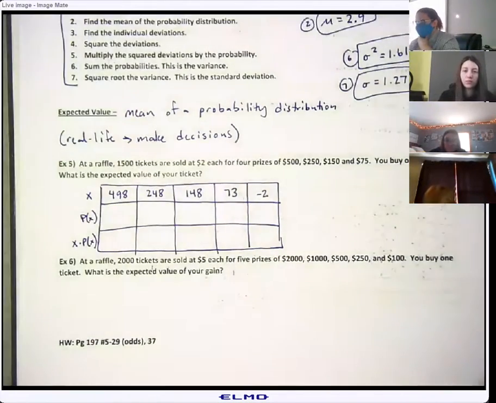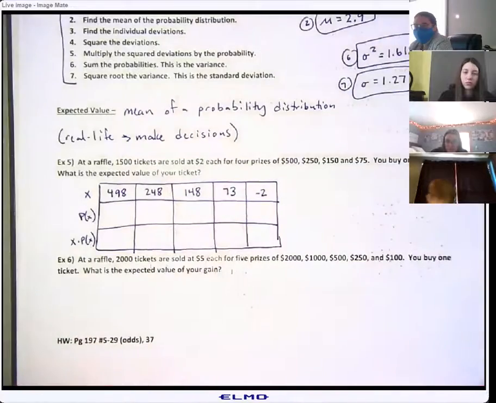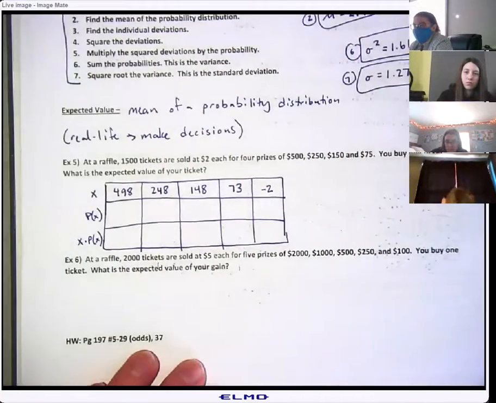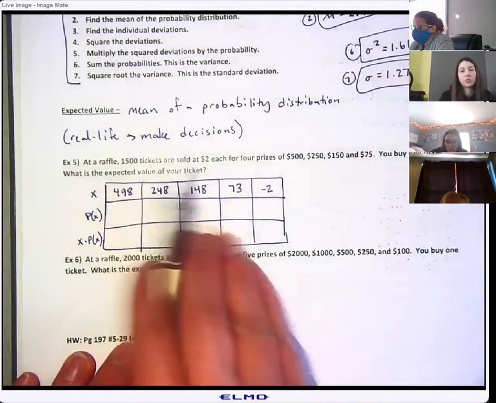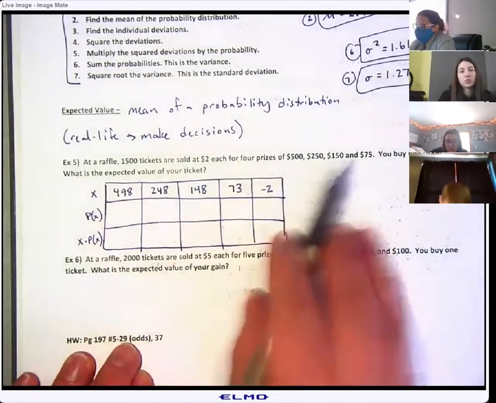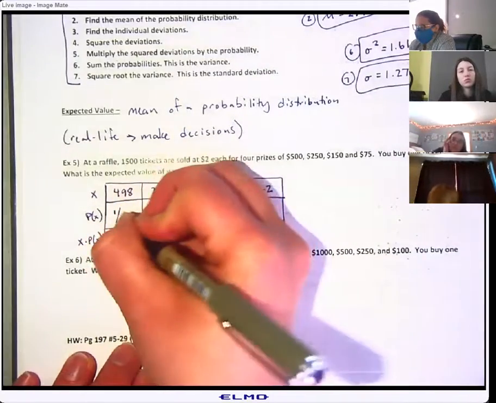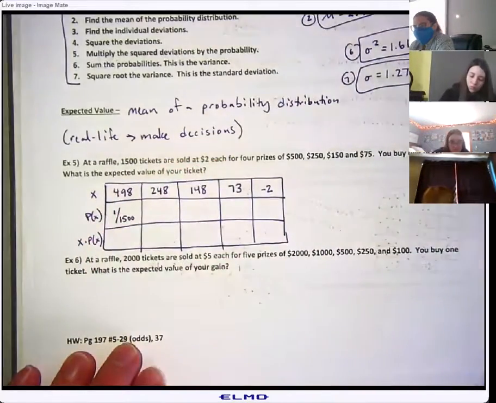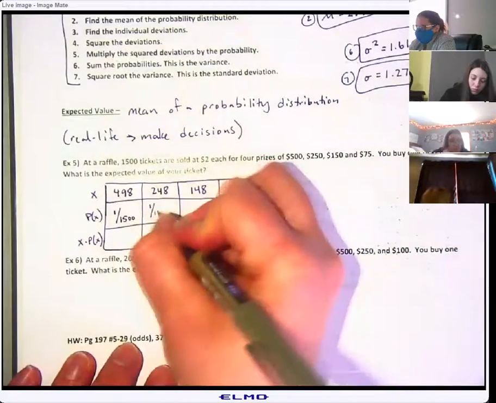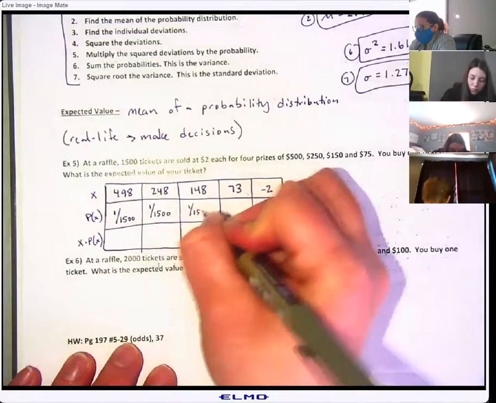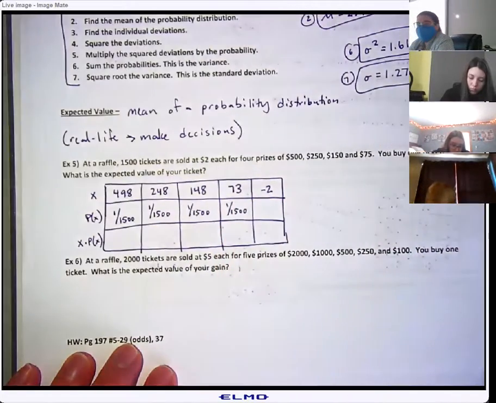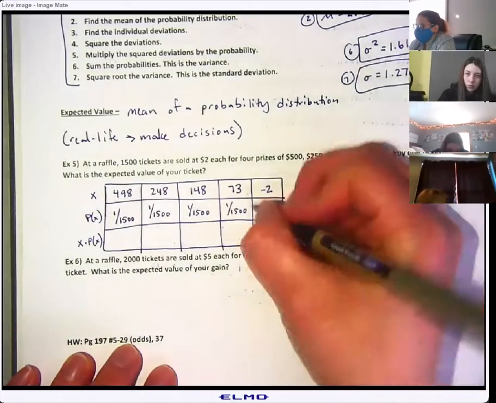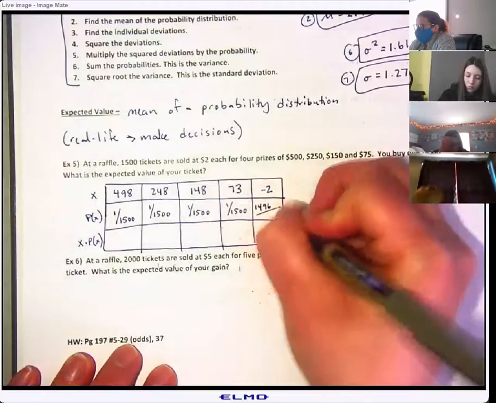The goal here is that the raffle is going to be overall negative, because otherwise, why are they having a raffle if they're giving away more money than they're taking in, right? All right, probability. It says that there are 1,500 tickets sold and that there are 4 prizes. So the chance of you winning this $498 is 1 in 1,500. Same thing with all of these, except for the last one. What are your chances of winning -$2? The rest: 1,496 out of 1,500.